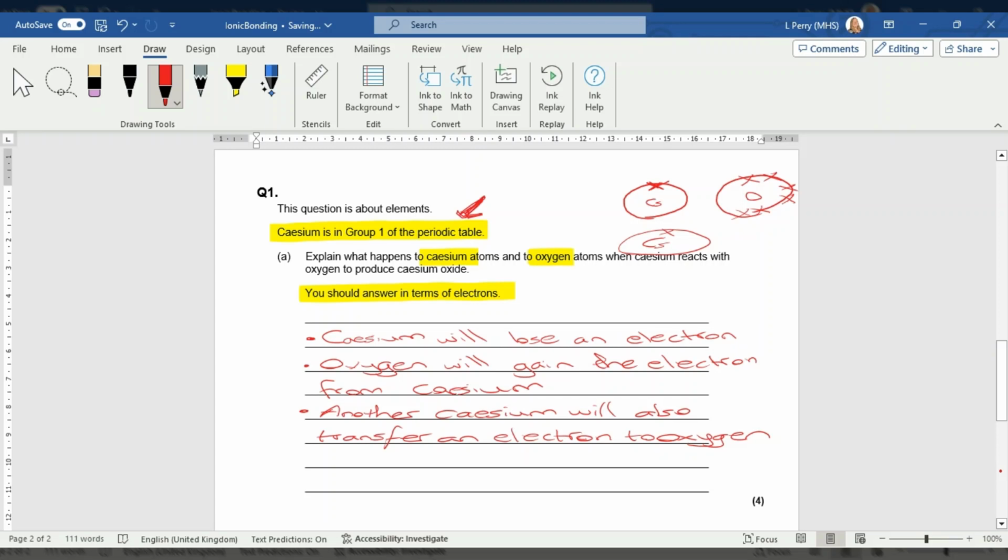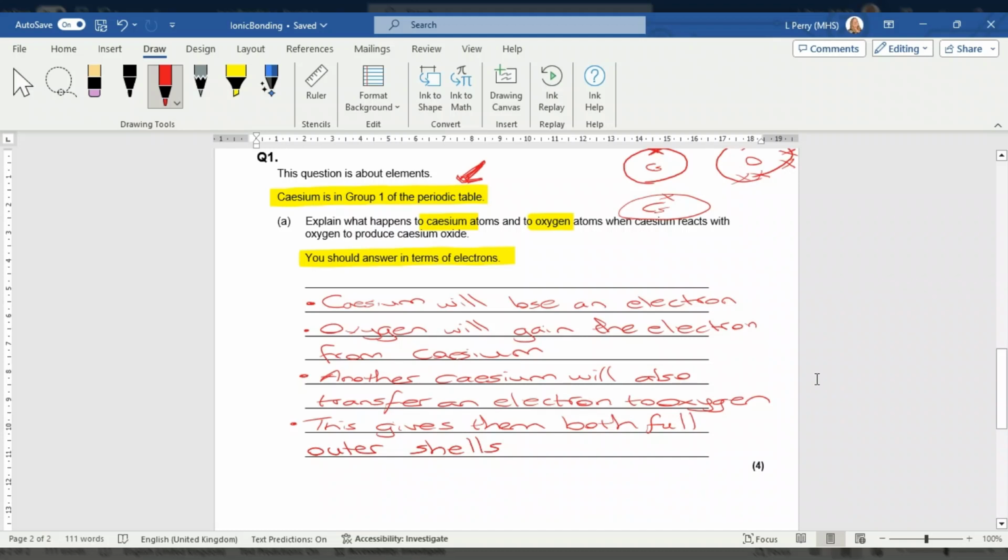So potentially another point. This gives them both full outer shells. I mean, I've got 4 bullet points there. It's 4 marks. That again could actually be all the marks. I've not quite gone as far as the last question because I've not mentioned the charges. Maybe that's a mark. It's worth me putting it in just in case because, again, in a real exam, I'm not going to have seen the mark scheme.